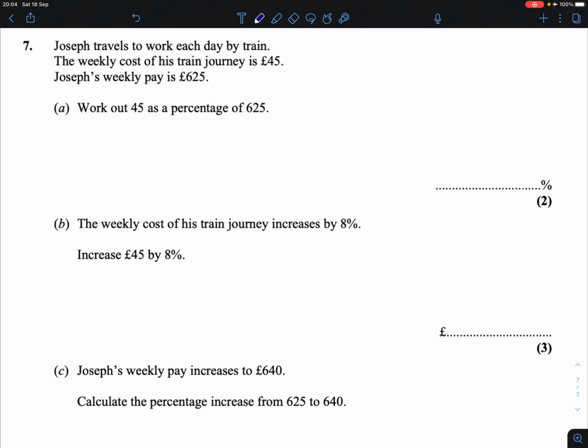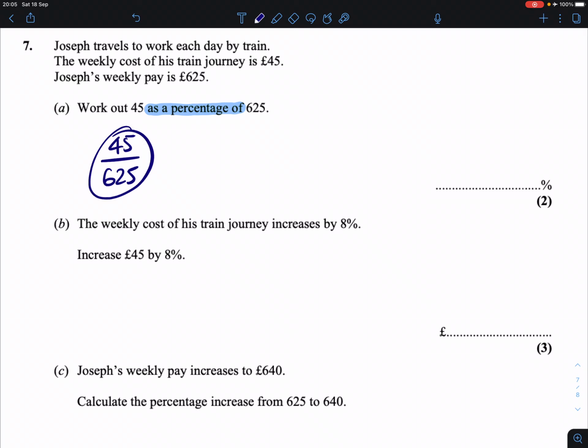Question 7. Joseph travels to work each day by train. The weekly cost of this train journey is £45. Joseph's weekly pay is £625. Work out 45 as a percentage of 625. So that's effectively saying what is 45 out of 625 as a percentage.